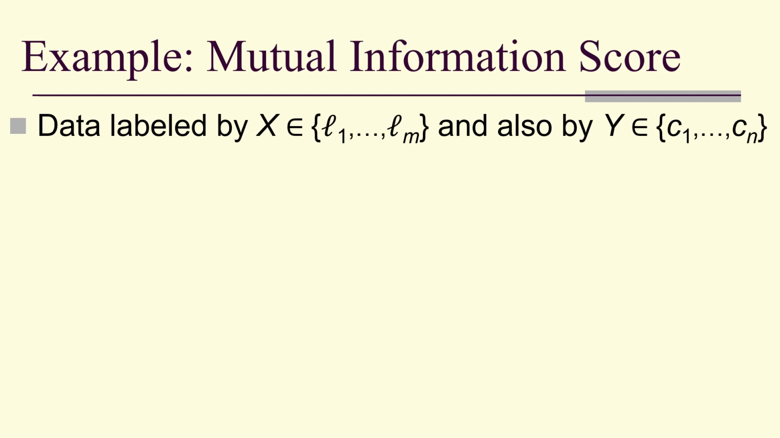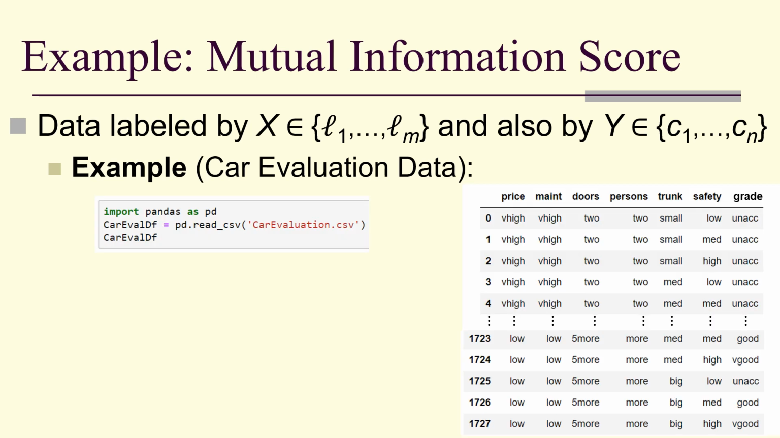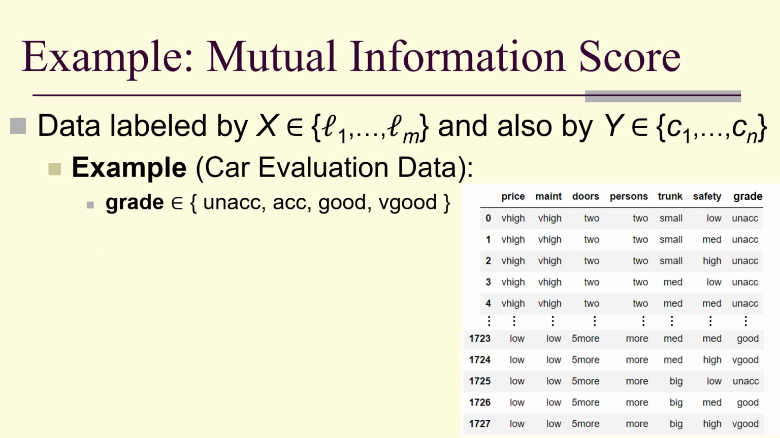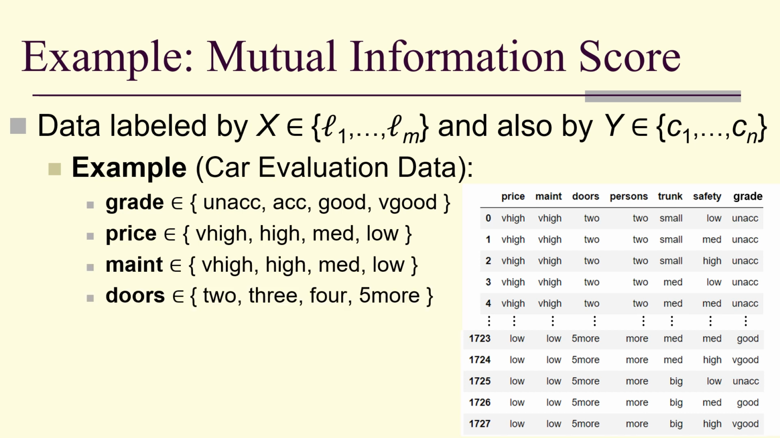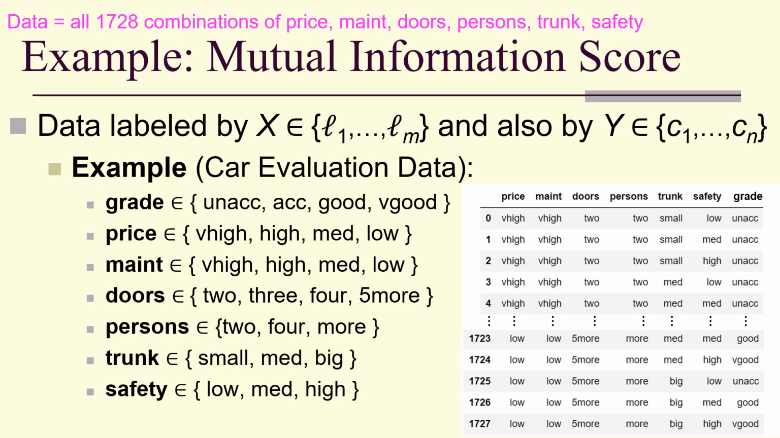Let's look at another example, mutual information score, where we have a variable X corresponding to one set of labels and a variable Y associated with another set of labels. And our example is going to be what's called car evaluation data. Here it is in Python code for it. We have grade, which is unacceptable, acceptable, good, or very good. Price, maintenance cost, number of doors, number of people that it will carry, size of the trunk, and how safe it is. And all 1,728 combinations of these were rated by people as to whether or not they had a grade of unacceptable, acceptable, good, or very good.